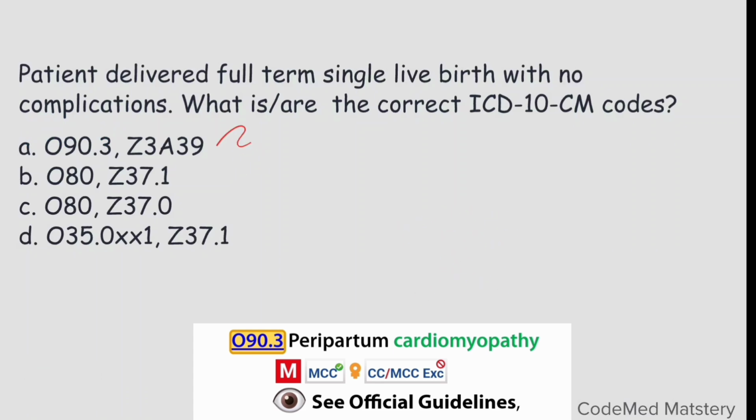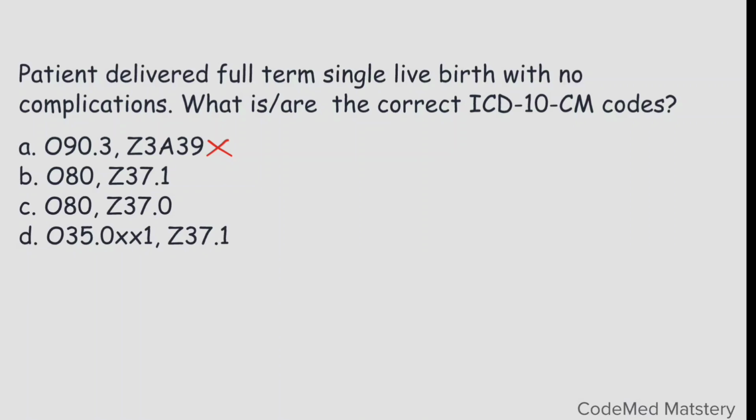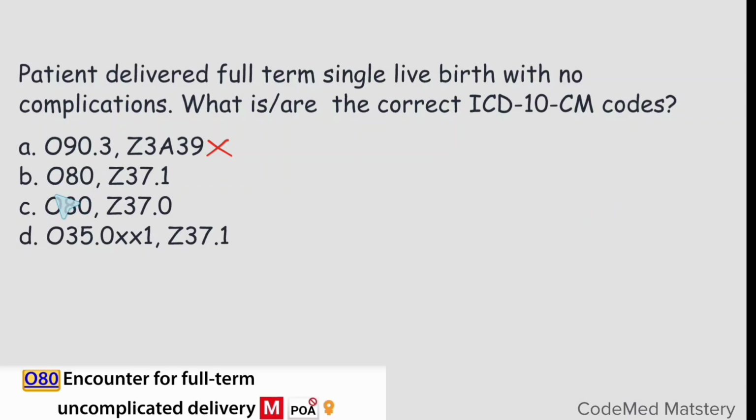Directly eliminate option A. Coming to option B, O80. O80 is for encounter for full term uncomplicated delivery. Code O80 should be assigned when a patient is admitted for a full term normal delivery and delivers a single healthy infant without any complication. In the scenario, the patient delivered full term single live birth with no complications, so we have to code O80. That is the right code. Let us keep option B and C for now.